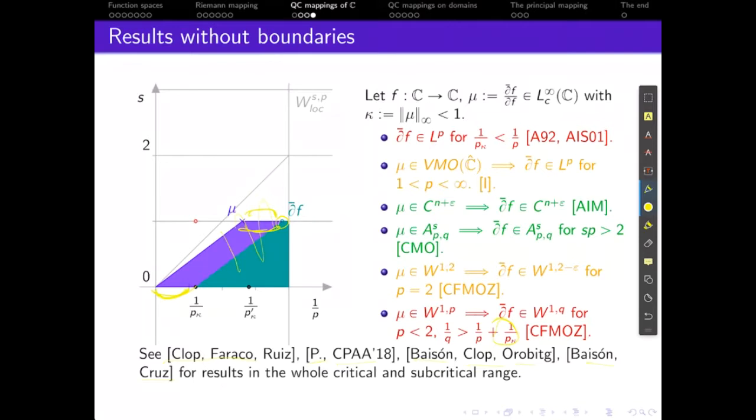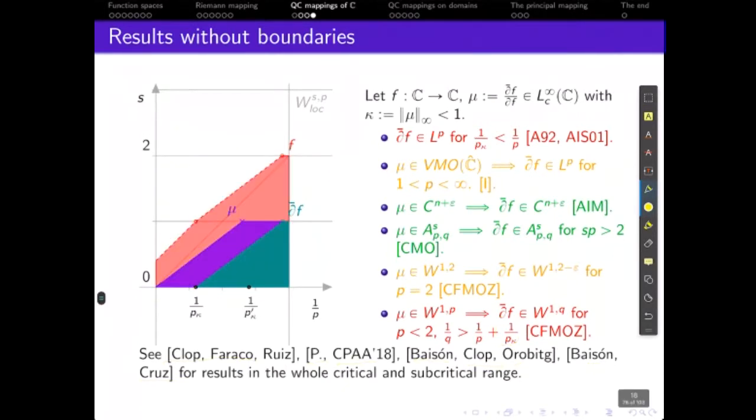Okay, so what else about these? But what is the moral? If mu is subcritical, there is loss. If mu is critical, you lose the endpoint. If mu is supercritical, we keep the regularity. Okay, this is if there are no boundaries. So mu is regular in the whole complex plane. It's compactly supported, but regular in the whole complex plane. Okay, and this is what we have.